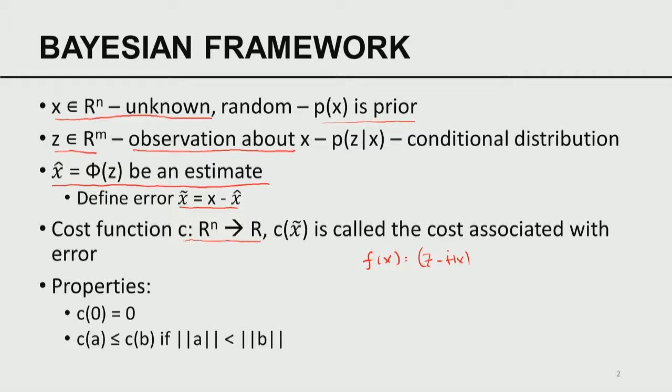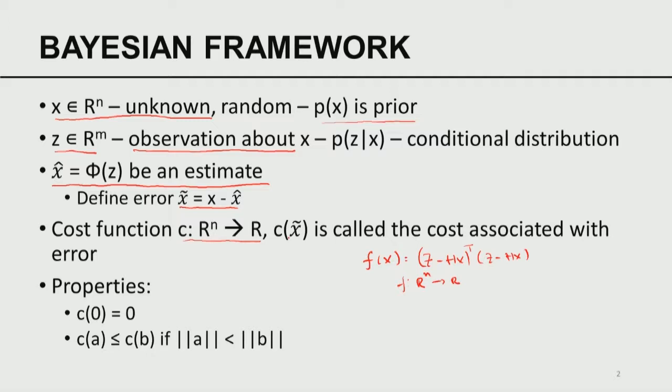They are similar connotations. So when I talked about z minus h of x transpose times z minus h of x, that is essentially sum of squared errors, that is a cost function. F is a cost function that maps R^n onto R. So f of x is simply sum of the square error, sum of the square of the residuals or errors. Likewise, in this case, C of x tilde is the cost associated with the error x tilde.